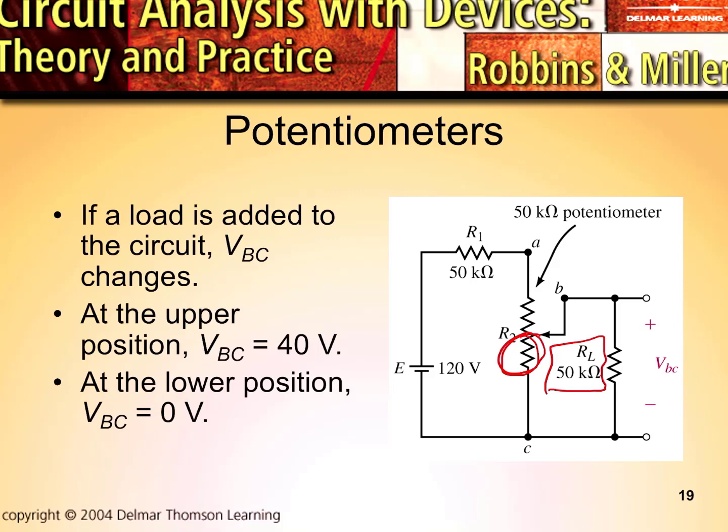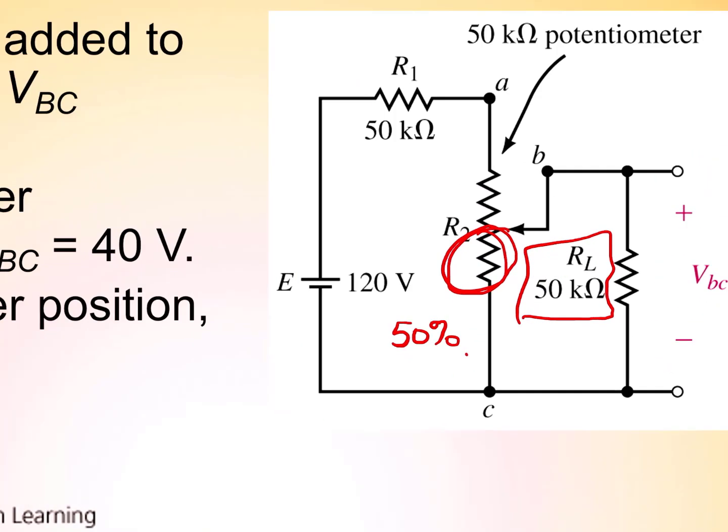So I'm going to leave you to experiment with this and do calculations, but I'm just going to say, let's suppose this was at 50%. So if it's at 50%, remember that's a 50 k ohm potentiometer. So that means you would have 25 k ohms on this side, 25 k ohms on this side, and this guy is 50 k ohms.